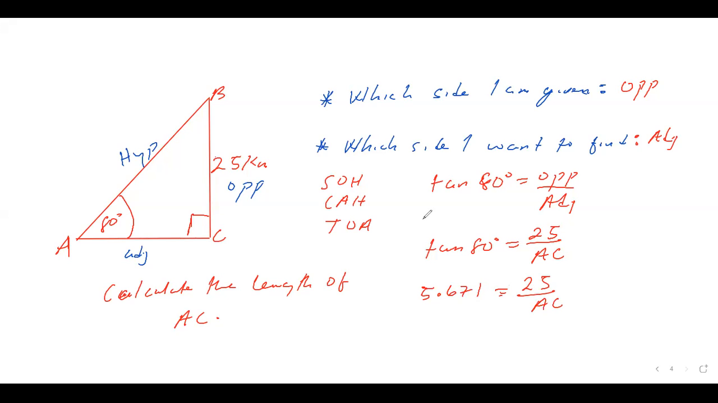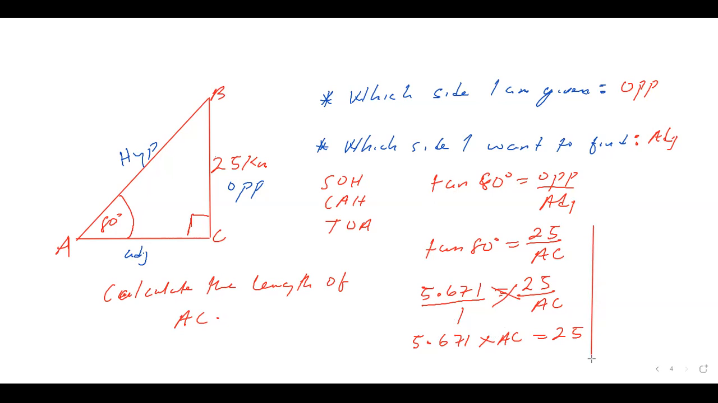Then we put this over 1, right? Then we cross multiply. So 5.671 times AC is equal to 25. Now, when you cross multiply, do we have the answer? No, we don't have the answer yet. That means I need to make AC stand by itself, right? So how do I make AC stand by itself? I divide by the 5.671.